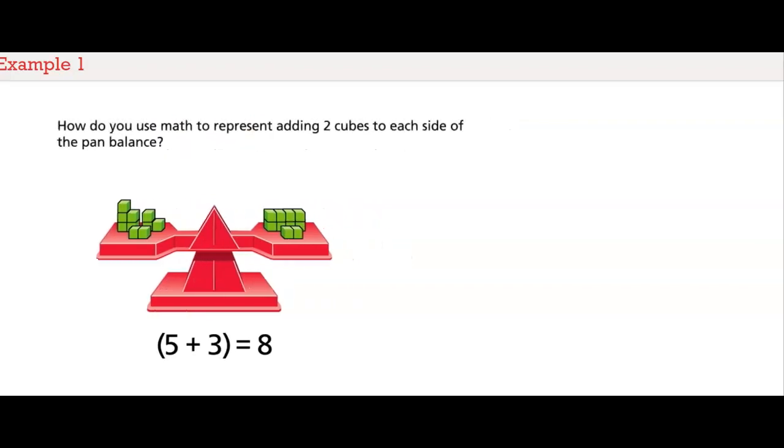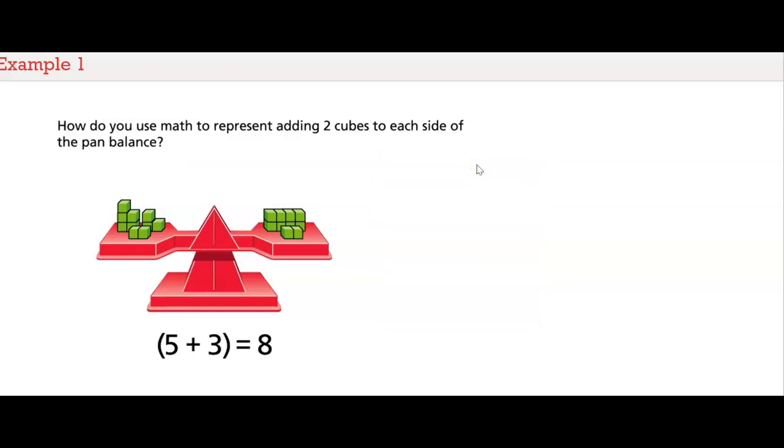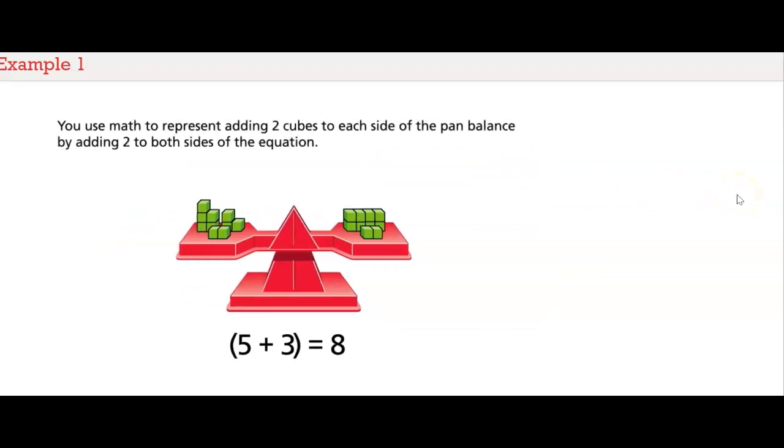How do you use math to represent adding 2 cubes to each side of the pan balance? Select your answer. You use math to represent adding 2 cubes to each side of the pan balance by adding 2 to both sides of the equation.